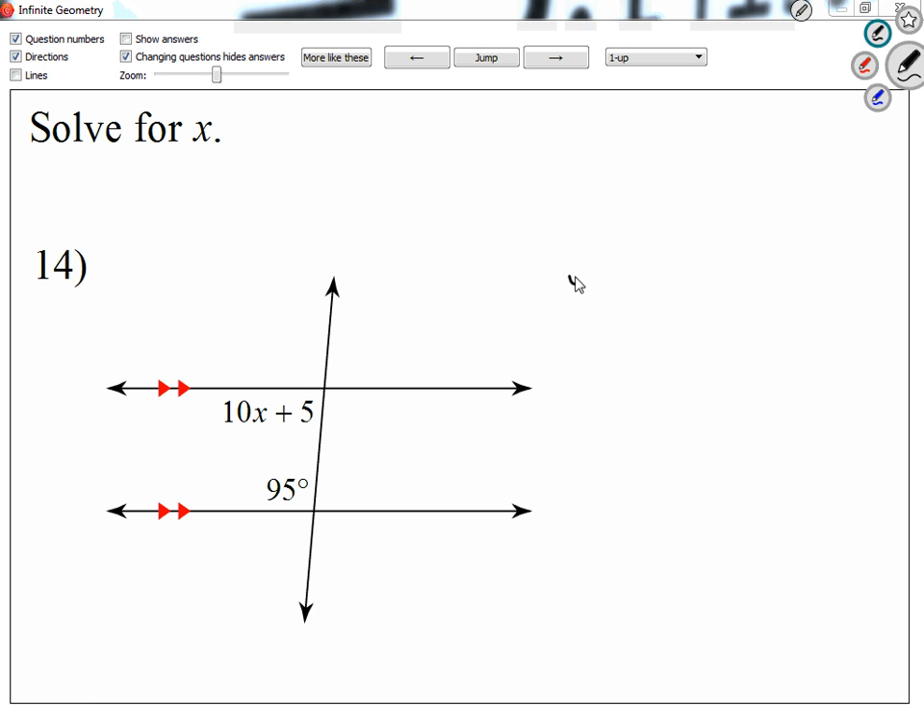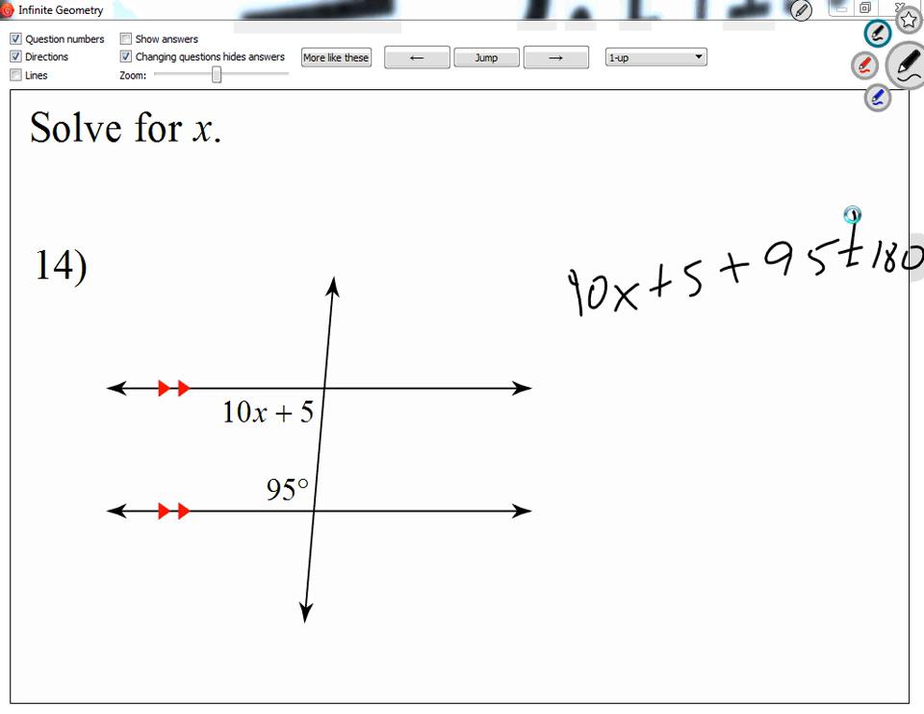Alright, so do I go 10x plus 5 equals 95? Does same side interior do that? No. Alright, so don't do that. What I will do instead, because it's the same side interior, is add everything. So 10x plus 5 plus 95 equals 180. Remember, for same side interior, you add them and it equals 180.